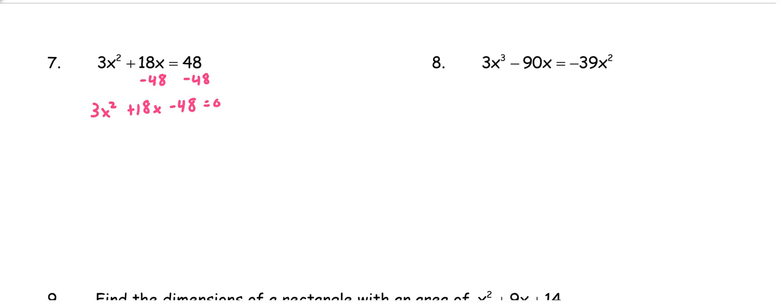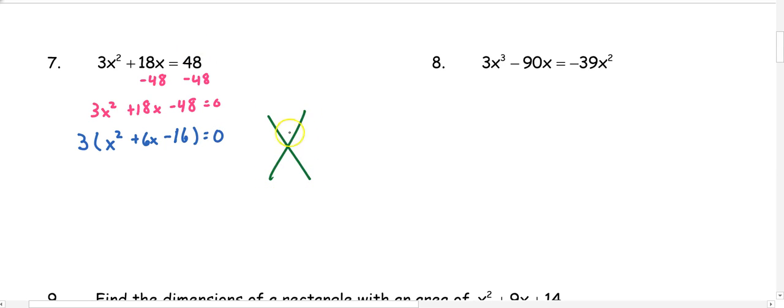So in order to factor, I need to get x squared, which means I need to factor out a GCF. So instead of having 3x squared, I'm going to factor out the 3. So when everything divides by 3, I get x squared plus 6x minus 16 equals 0. So now I need two numbers that multiply to negative 16 and add to 6. So two numbers that multiply to negative 16, I need a negative and a positive.